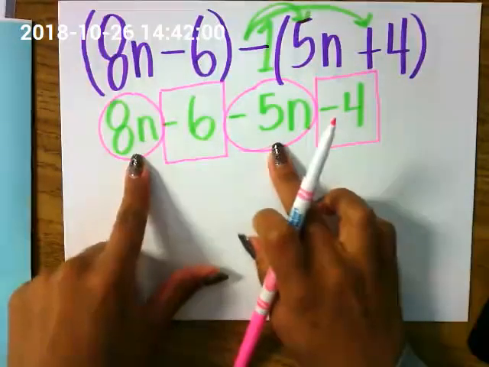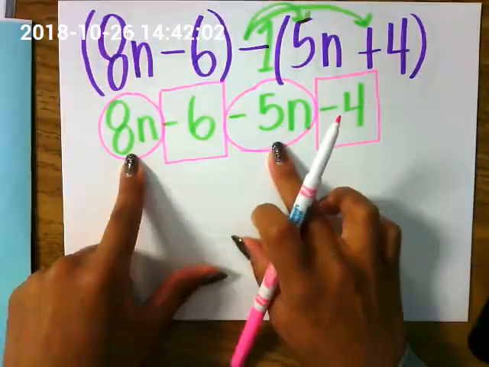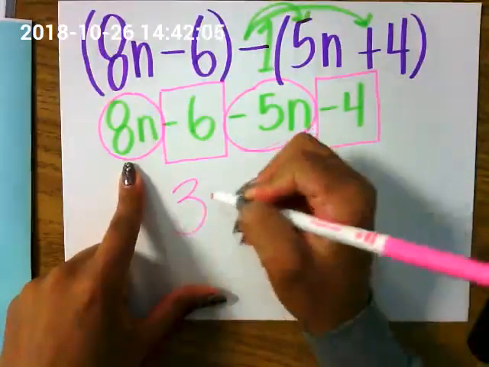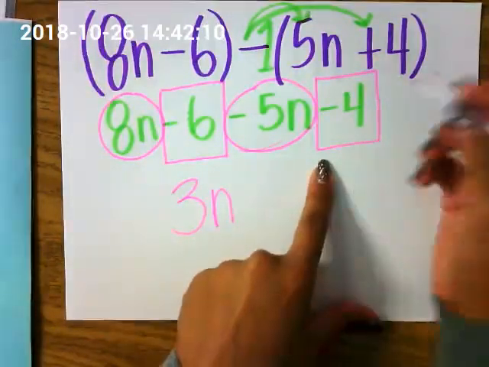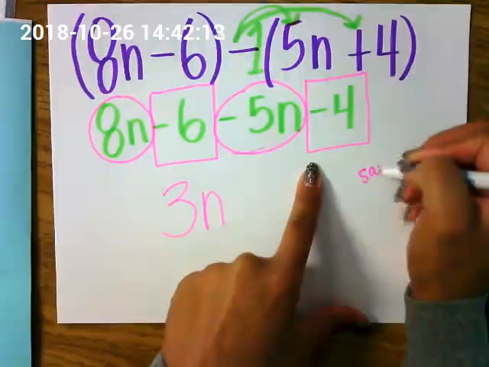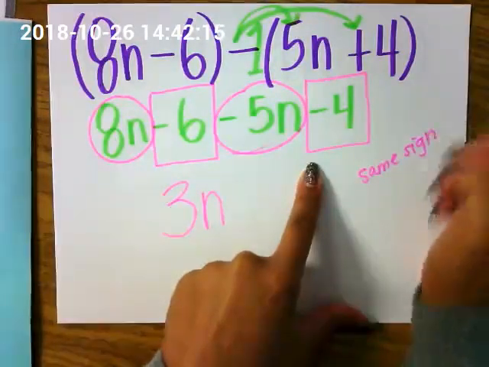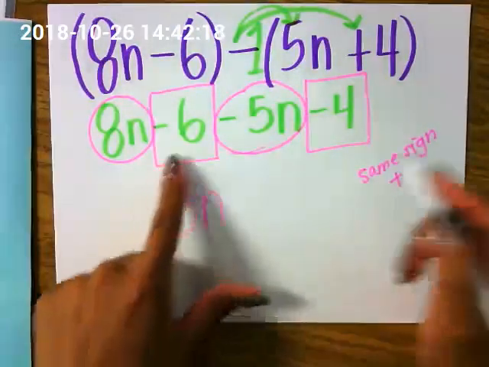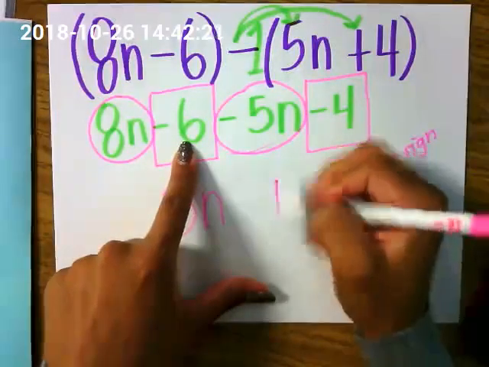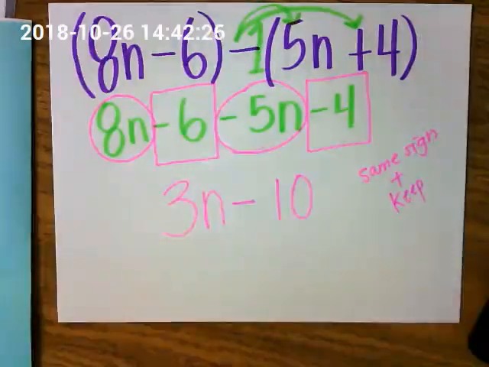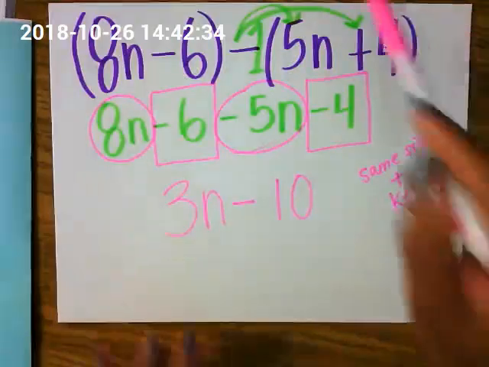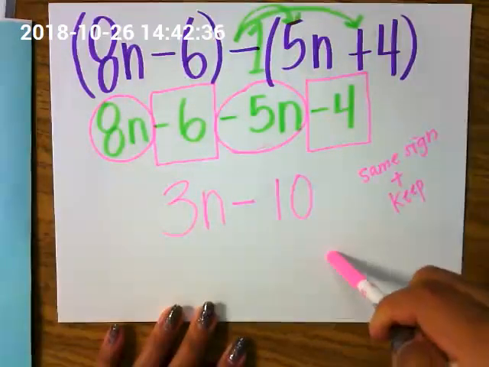So looking at 8n and 5n, 8n minus 5n is what? 3n. And then negative 6, negative 4. Are those the same sign or different? Same. And same signs do what? So we need to add these two. 6 plus 4 is what? 10. But we need to keep the sign. So 3n minus 10. All right? So make sure you write this down. Even if you remember thinking you got it right, write this down so you have these steps. All right?